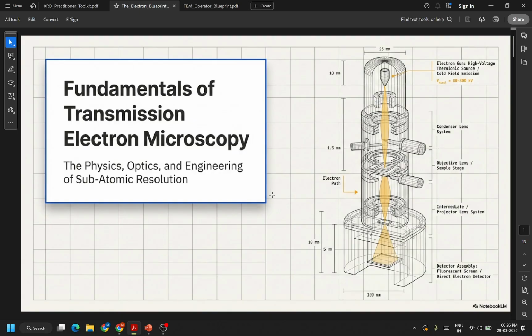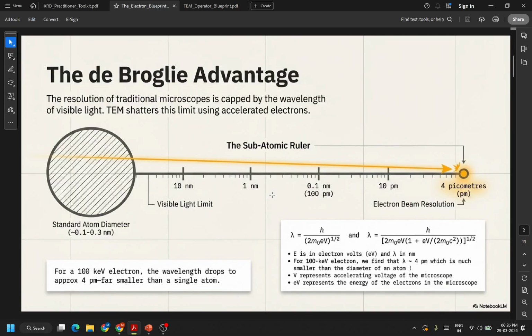So in TEM, the basics are the same as SEM, so only the difference comes in detection. So again we come back to electron resolution. Electrons have a much lower wavelength than visible light. The visible light limit is around tens to hundreds of nanometers, whereas an electron beam has a resolution in almost picometers.